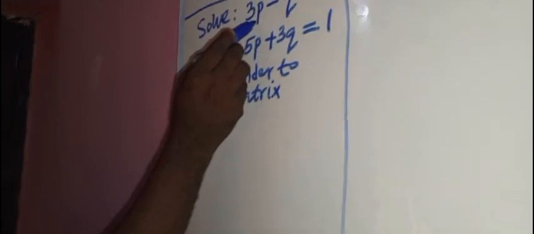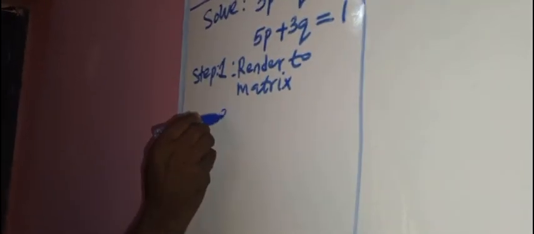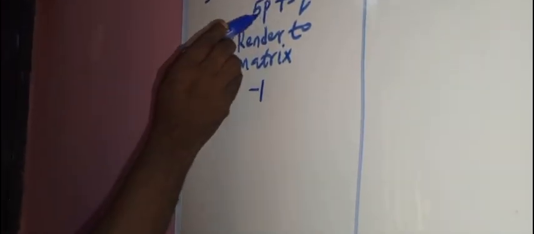Now, the coefficients of these letters, these variables, you put in an open and close bracket. What is the coefficient of P? 3. What is the coefficient of Q? Minus 1. What is the coefficient of P in the second equation? 5. And what is the coefficient of Q, plus 3, which is 3? This is a matrix, open and close bracket.